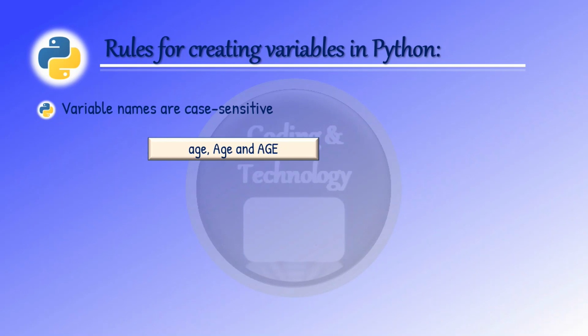Variable names are case sensitive. In this example, lowercase age, capitalized age, and uppercase age are three different variables. Though they have the same name, they differ because of different cases.